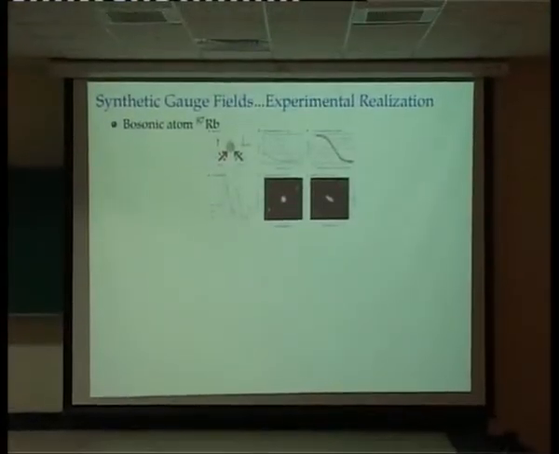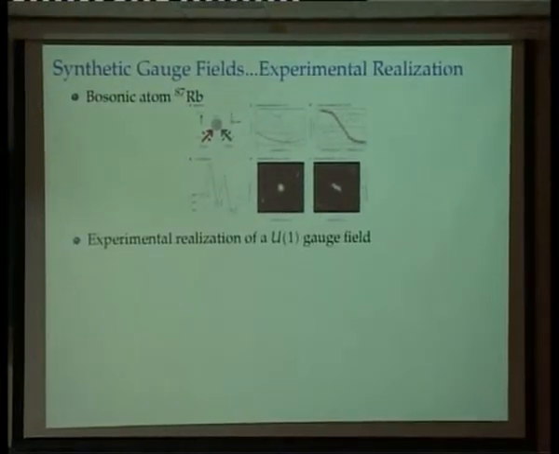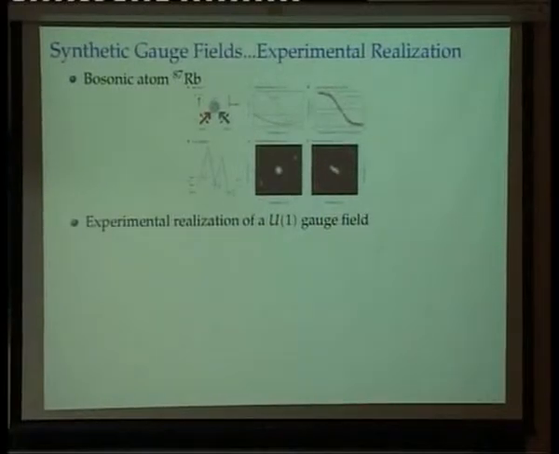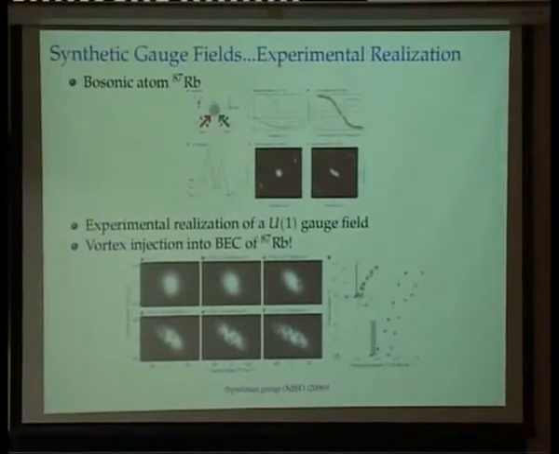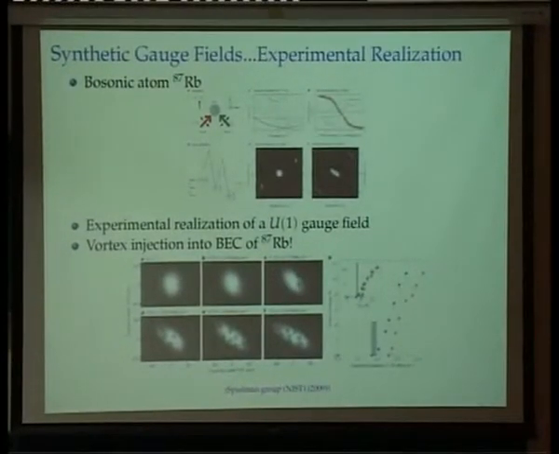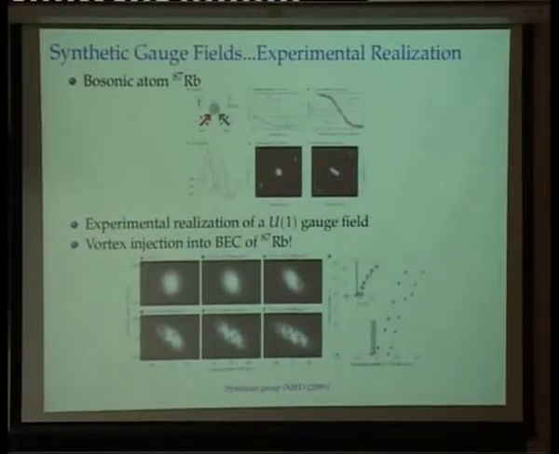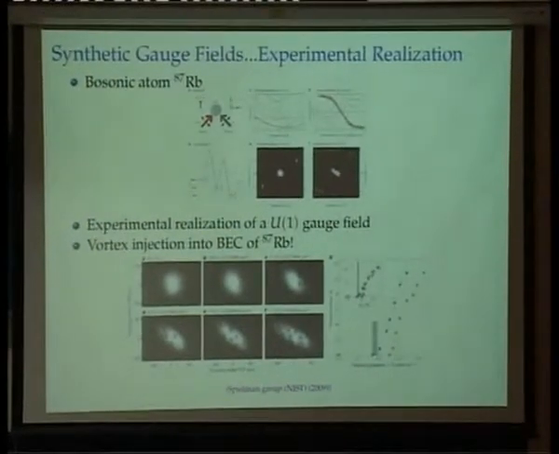Okay? So has this been successful? Absolutely, and these are absolutely fantastic experiments from Ian Spielman's group. What they have done is they have generated a U(1) gauge field. I'm not going to go into the details of this. They've been able to take a rubidium BEC and inject vortices into it by changing a detuning parameter, for example. It's quite a remarkable achievement. Okay, all right, so this is a U(1) gauge field. It's an abelian gauge field.